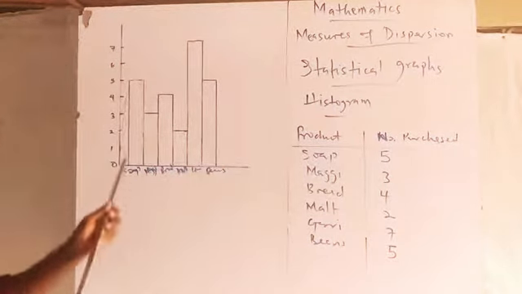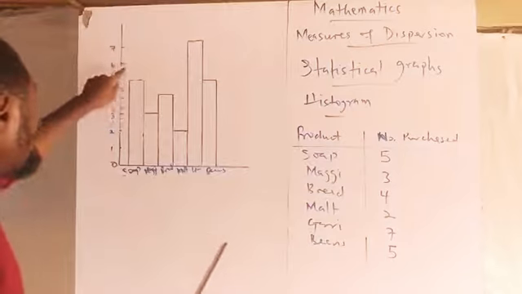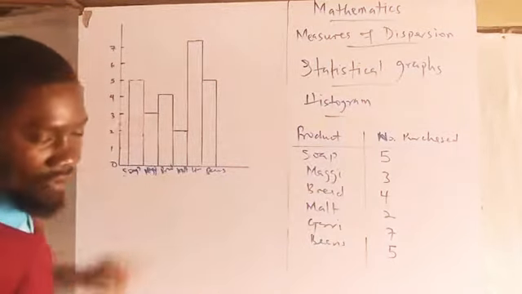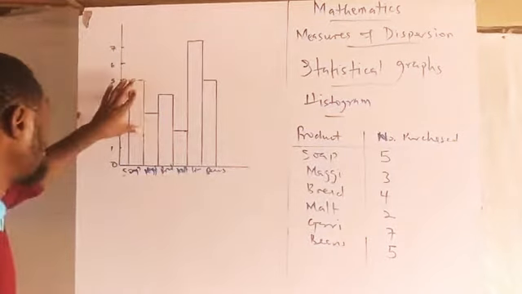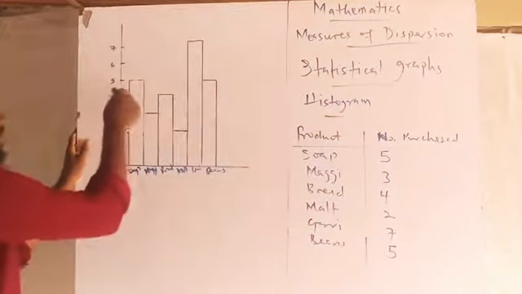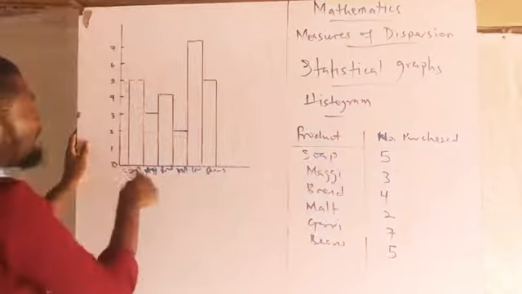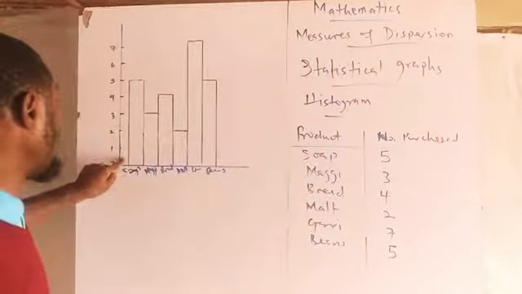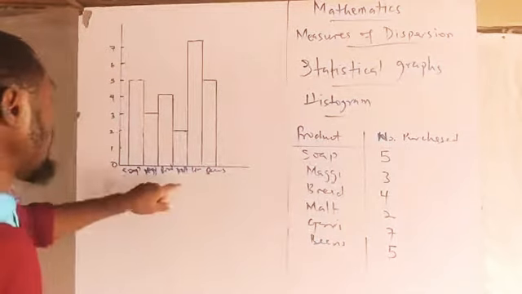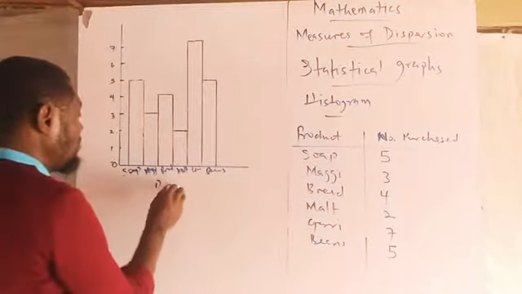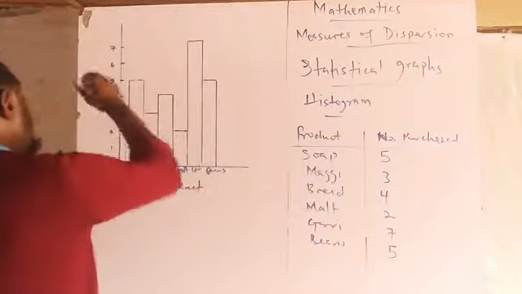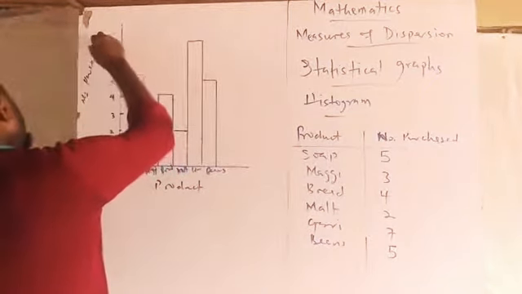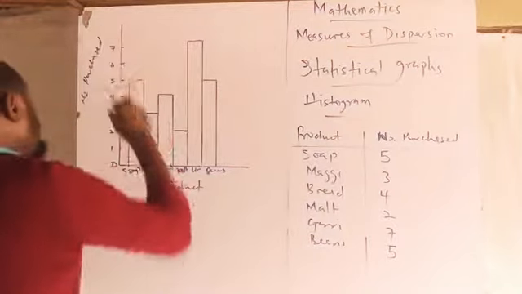This is our histogram. You can see the bars are all close to each other and spaced from the first line. If you decide to join this first bar to the line, if you decide to start the first bar directly from here, there will be no problem with that. But I decided to space the first bar from the vertical line. So here we have our product. Here we have the number purchased, which is the frequency.